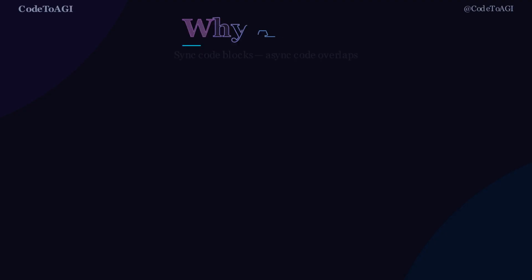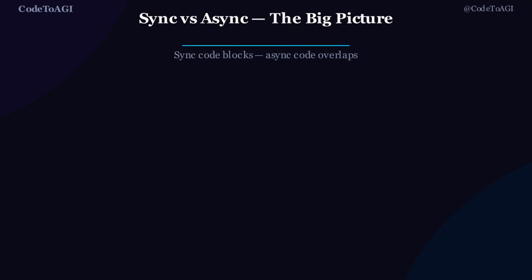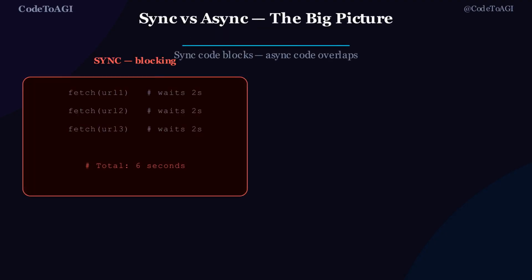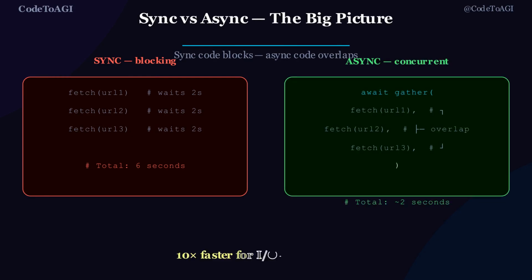Let's go. Let's start with the problem. In synchronous code, every function call blocks. You call fetch URL, Python waits, doing nothing until the server responds. If you fetch 10 URLs one by one, you wait 10 times.